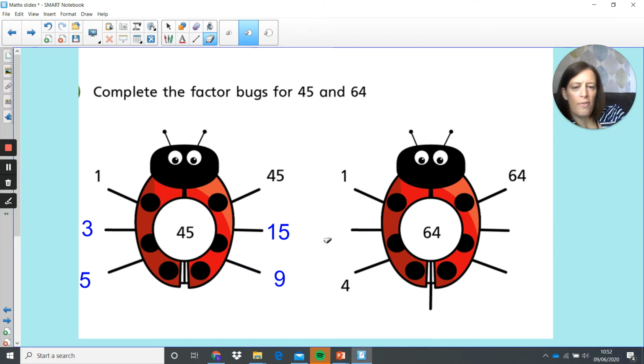Okay, let's have a look at the 64 one. So we know 1 and 64, 2 and 32, 4 and 16. And let's see who's worked out why this one was like a little tail on the ladybird. Because 8 times 8 is 64. But of course that's the same number, so it doesn't have a partner. It just has to stay on its own, 8. So 64 actually has 7 factors. 3 of them are in pairs, and then 1 of those is on its own because 8 times 8 is 64. That's just the same number twice.